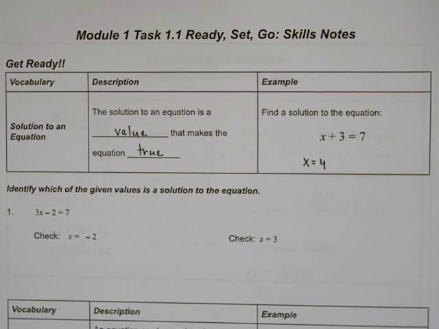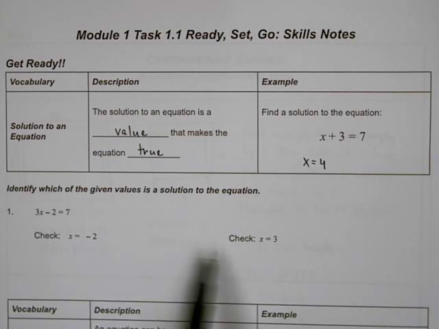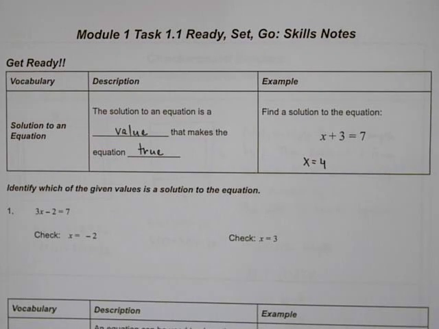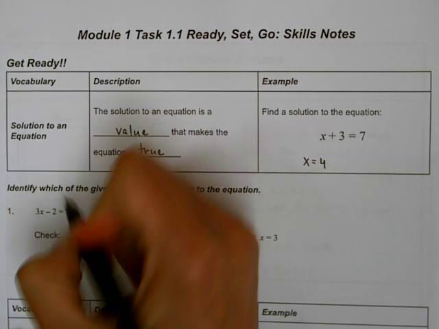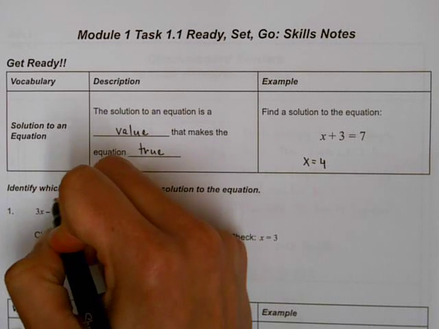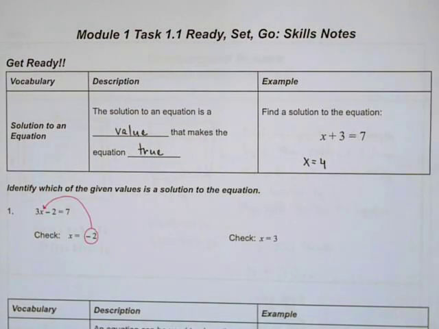So in the ready, what you're going to be asked to do is to identify which of two different given values is the solution to the equation. So here's what we're going to do. In order to find out which value is a solution to the equation, we're going to take the value of x that they give us and plug it in for x in the equation. So here's how that would look.